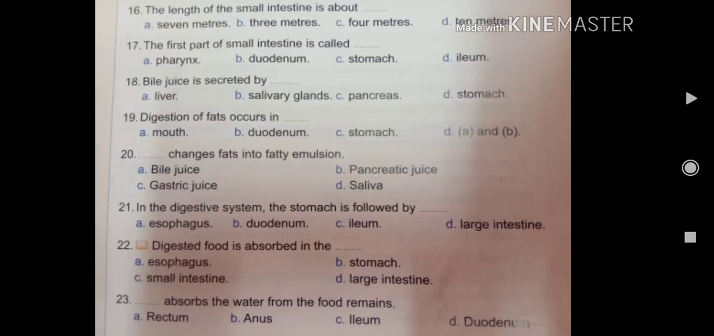17. The first part of small intestine is called, أول جزء في small intestine يسمى: pharynx, duodenum, stomach, ileum. Do you know? It's duodenum, number P, duodenum. 18. Bile juice, العصارة الصفراوية, is secreted, بتفرز, by liver, salivary glands, pancreas, stomach. Which one secretes bile juice? It's liver, الكبد. Okay, هو اللي بيفرز العصارة الصفراوية. Number A, liver.